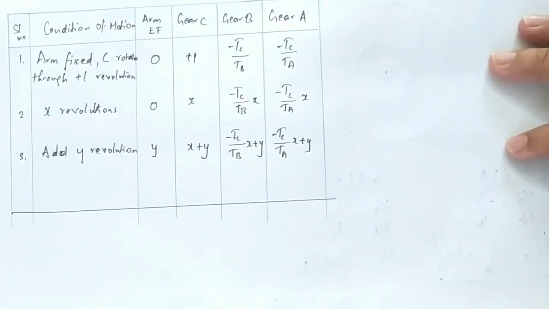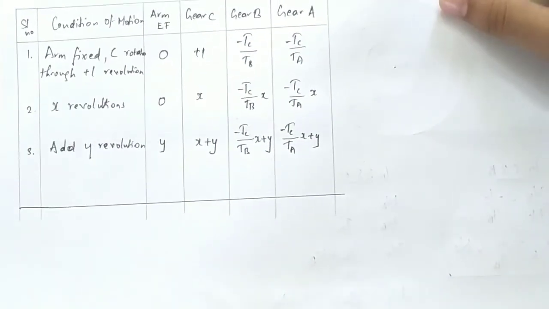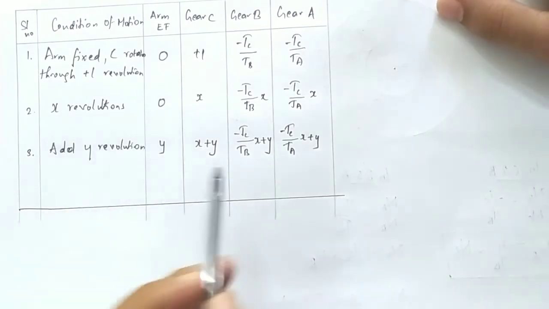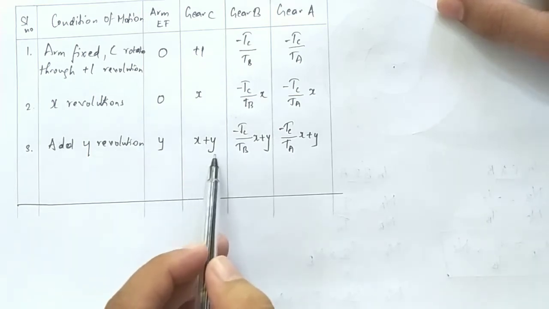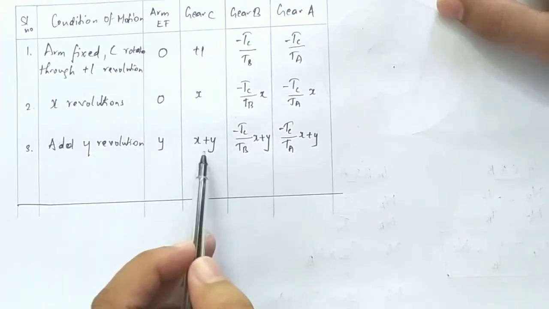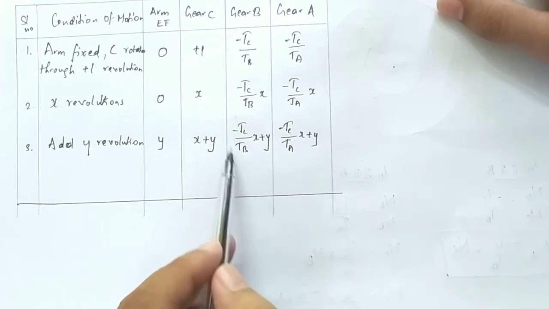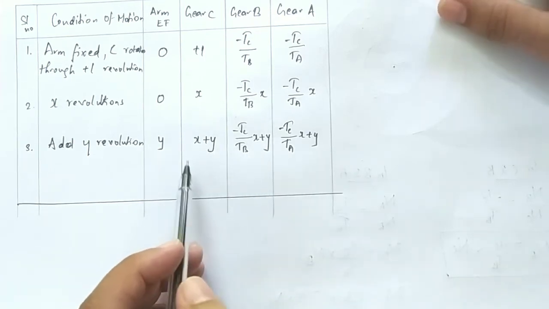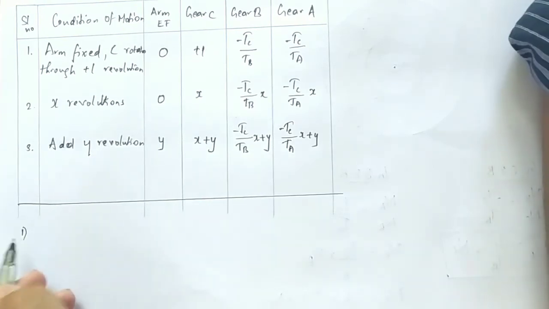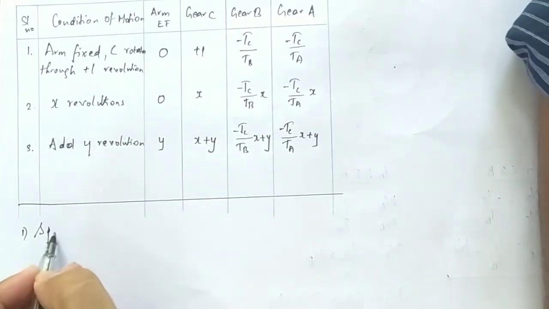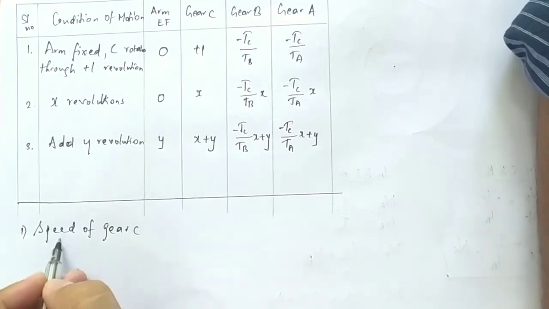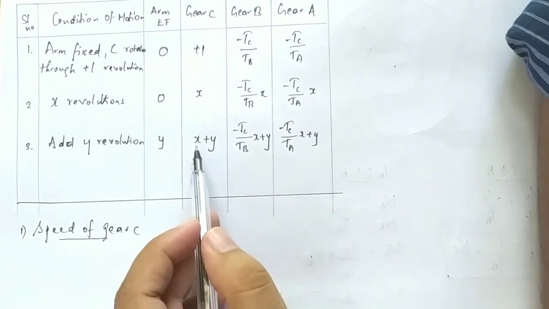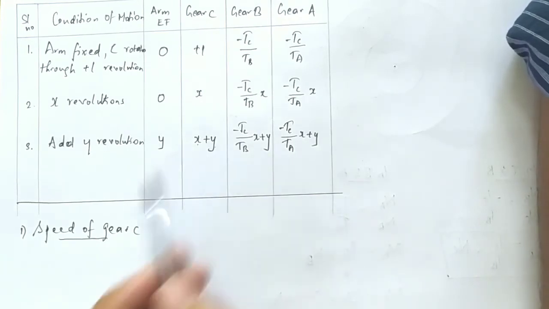Now we will go into the question, what the question is telling. So this is the given table. Now what we have to find out is the speed of gear C and speed of gear B. Speed of gear C is x plus y, and speed of gear B is this value. So first, you have to find out the speed of gear C. If you want to find it, you need to know what x and y are.